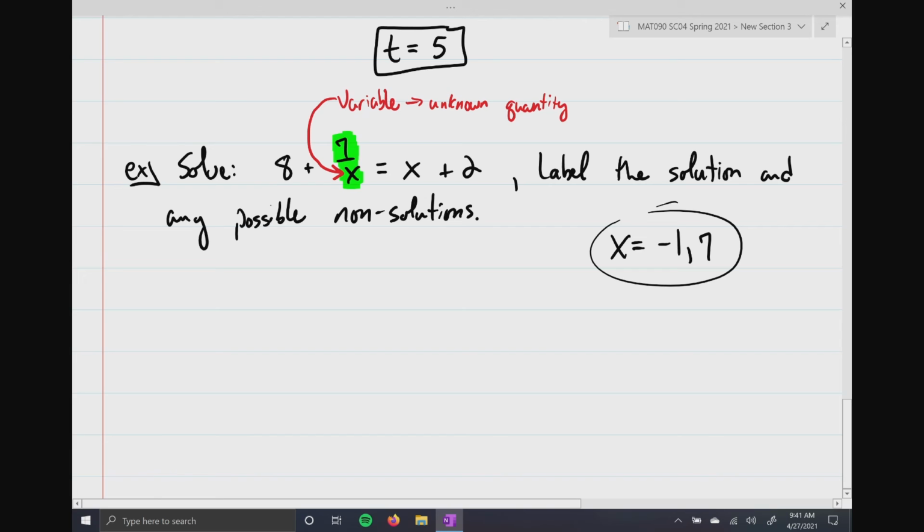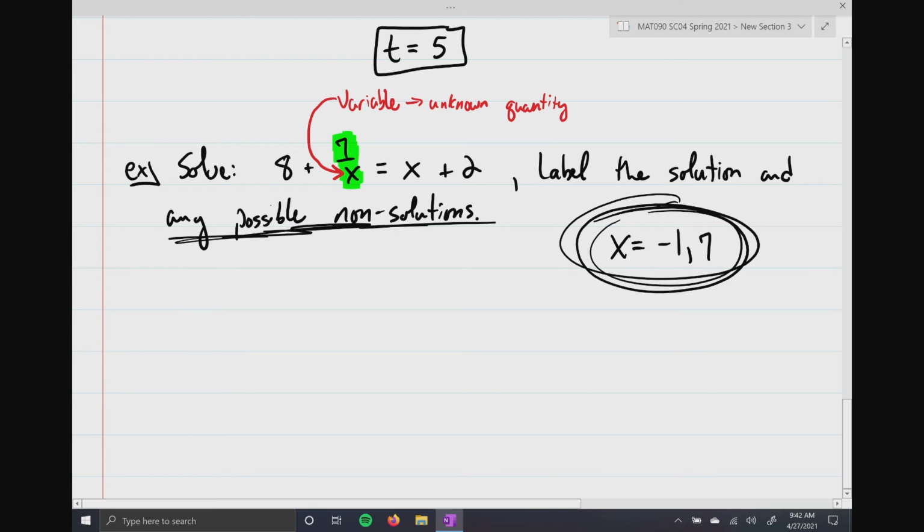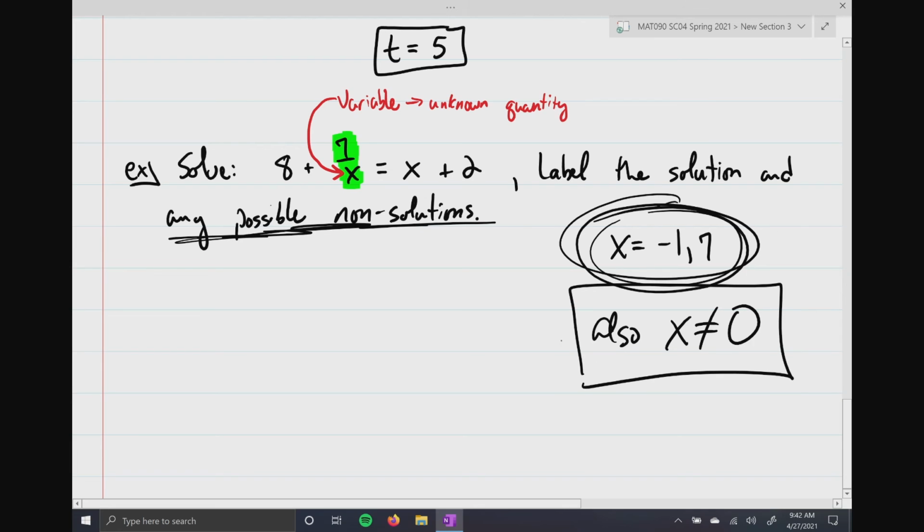Now remember, a variable, like Amanda said, is an unknown term, an unknown quantity. And I got a fraction. I'm asking you, are there any possible non-solutions? What value of x am I not allowed to have? Because remember, our goal is to find the solutions. But what number is x not allowed to be? 0. Why? It will be undefined. Very good. I'll just combine your two answers together. All right? I like it.